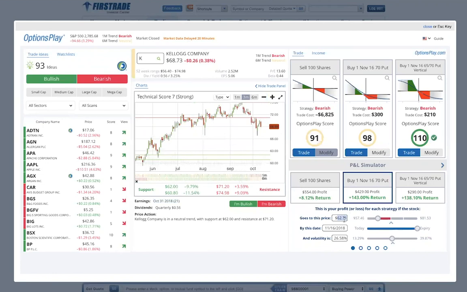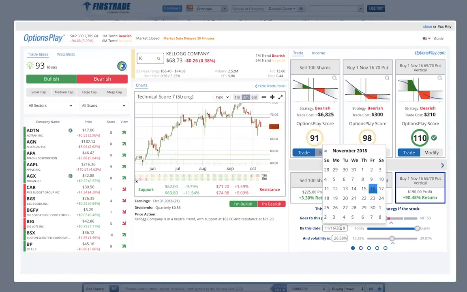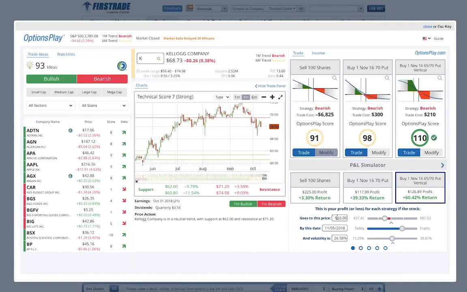So let's say we think the stock's going to go to the first target around 66, a few days after earnings, which is October 31st. So maybe on the following Monday, we think the stock's going to go down to $66. And we know, again, volatility will come down a bit after earnings. So as you can see, if I had bought this put option, it cost $300, so my return is only 35% versus a 3% return if I had shorted the stock.